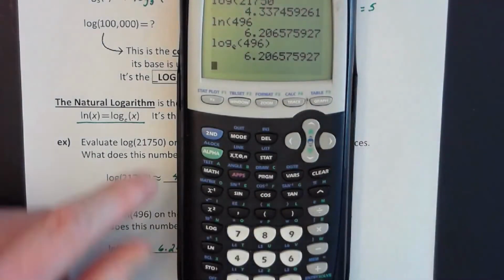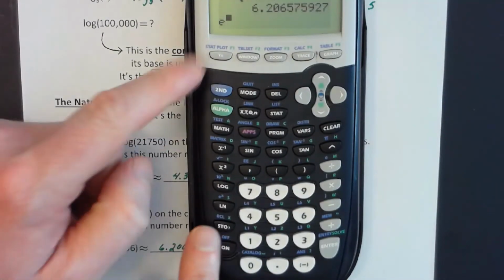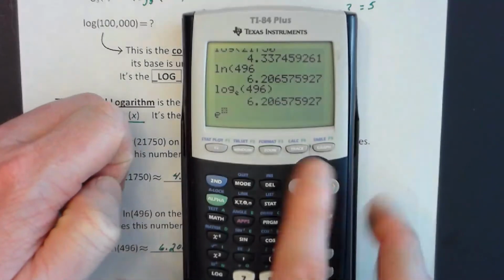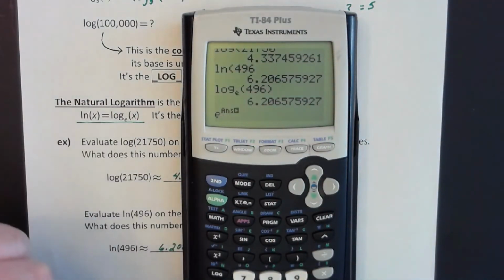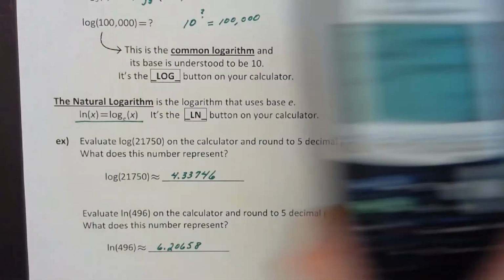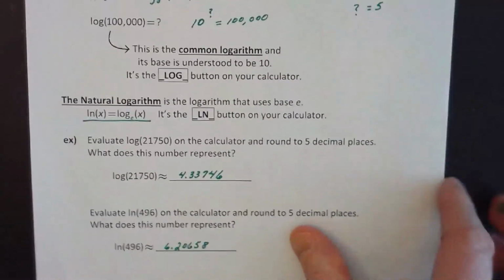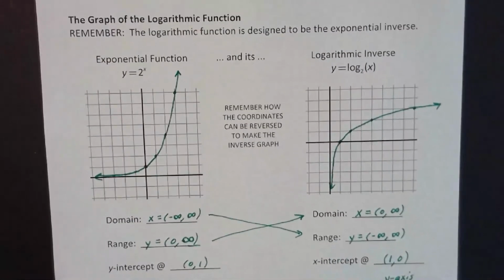Notice if I wanted to check that, you have the exponential function on there too, e to the x. If I want to raise e to that answer I just got, I'll hit second negative to pull up that answer. This is guaranteed to be 496. If it's not 496, we won't have to do this section. But glorious, it is. So you're thinking, okay, that's kind of cool. Let's talk about the graphs of exponential functions and how they affect logarithms.